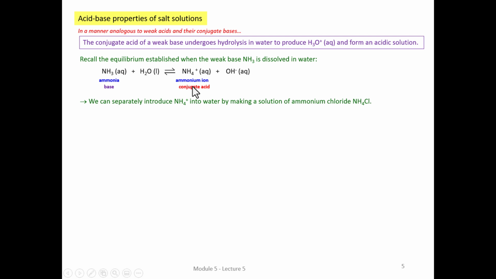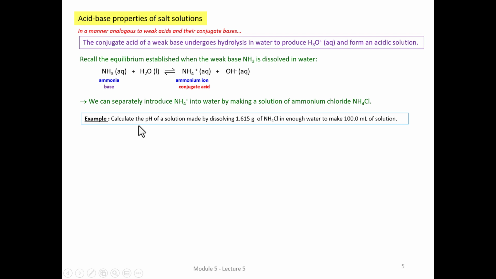Now let's suppose we separately dissolved ammonium ion into water, and we can do that by making a solution of ammonium chloride. Well, why is that? Well, remember, chloride is neutral in solution. So if we put ammonium chloride in water, effectively what we're doing is just putting ammonium ion in water, because chloride is neutral. So let's calculate the pH of a solution made by dissolving 1.615 grams of ammonium chloride in enough water to make 100 milliliters of solution.